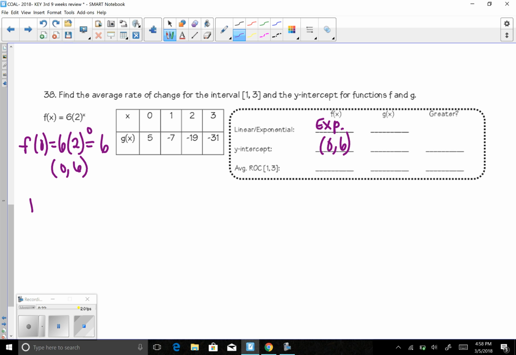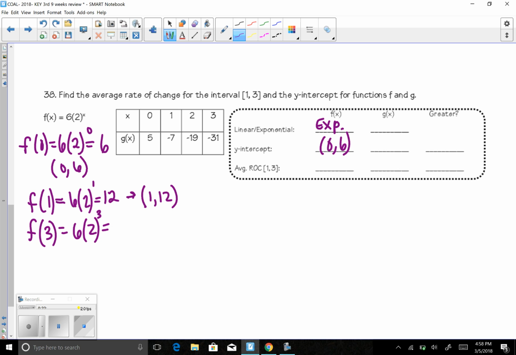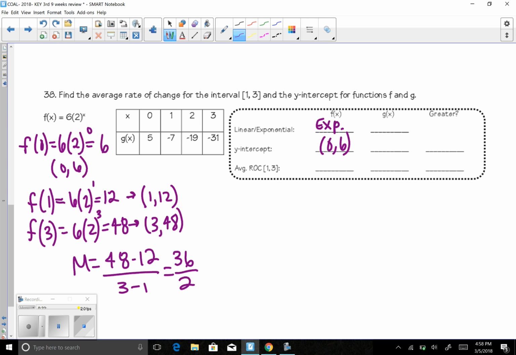So I need to plug in a 1, and 6 times 2 to the first, that's a 12. So this ordered pair is (1, 12). And then I'm going to plug in a 3. So 6 times 2 to the third power. So that's 8 times 6, which is 48. And we get (3, 48). So my rate of change would be 48 minus 12 over 3 minus 1. 36 over 2, which is 18. So that one's done. Okay.